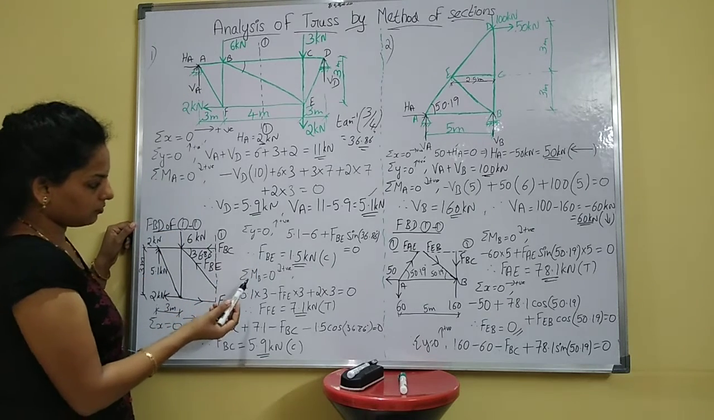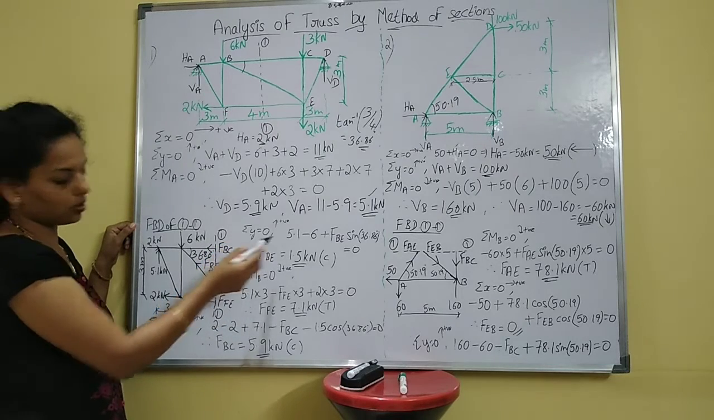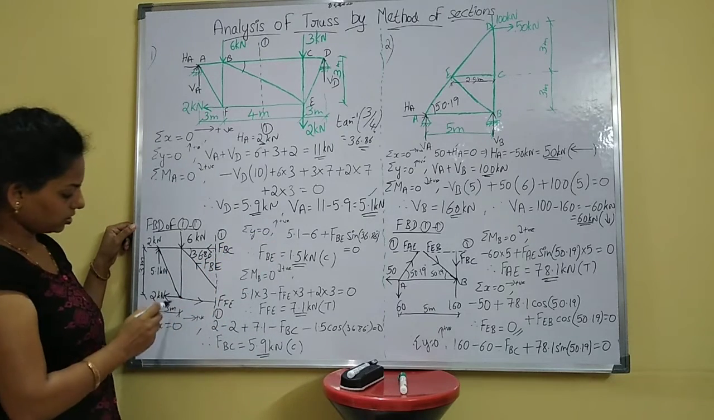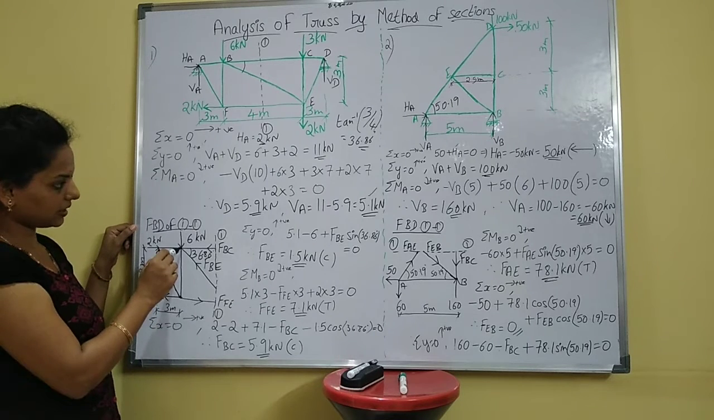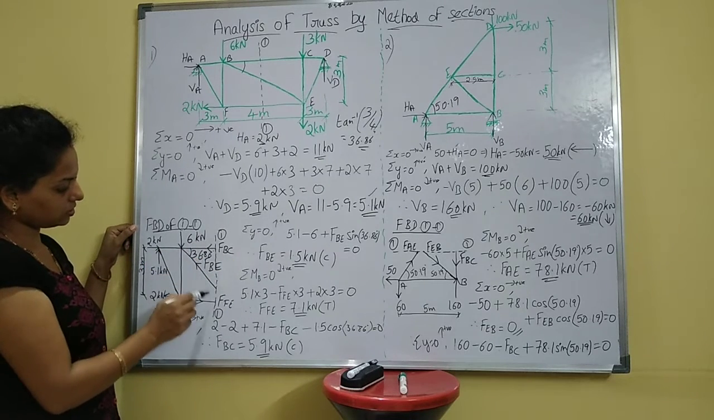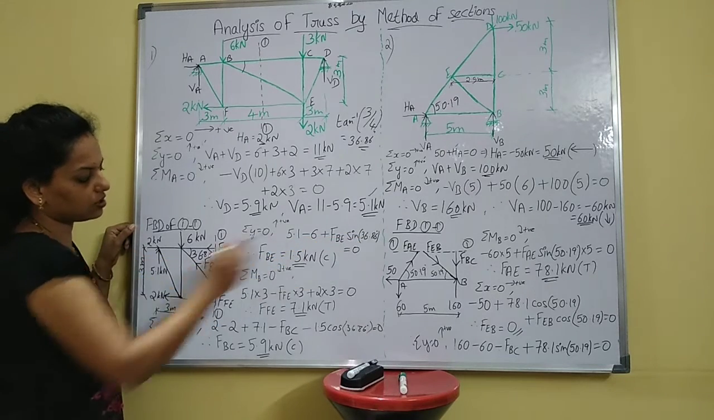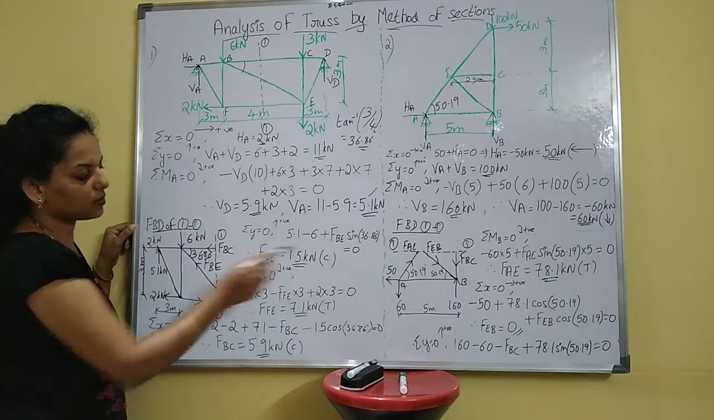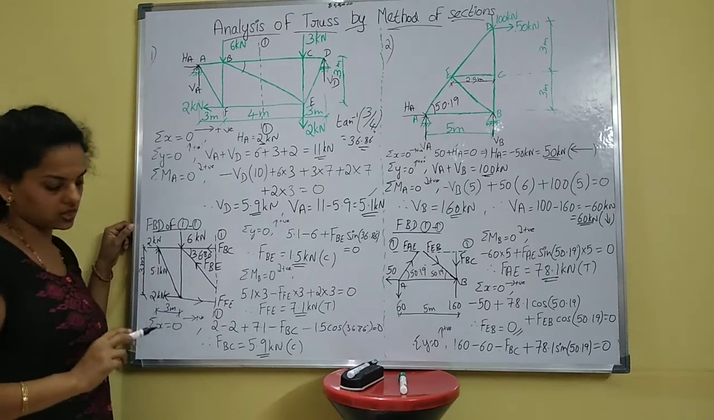Okay, first consider summation y equal to 0, upward as positive, all the upward forces. Here you have 5.1 minus 6 plus this force FBE sine of 36.86 equal to 0, therefore FBE is 1.5 kilonewton. See this, FBE is towards the joint, so it is compression C.